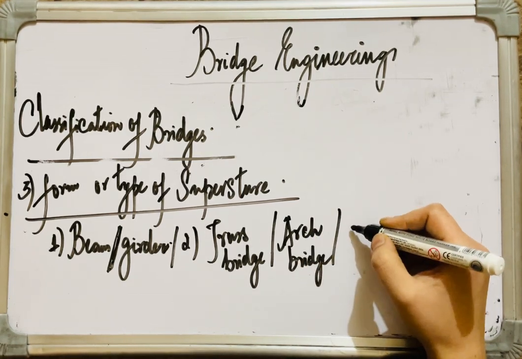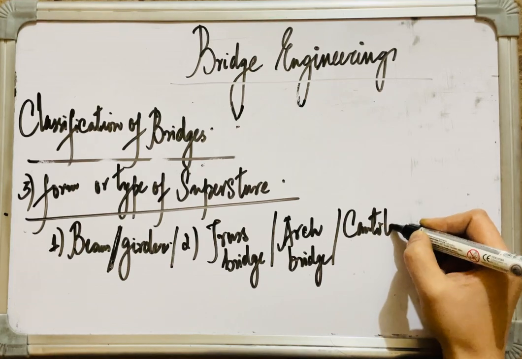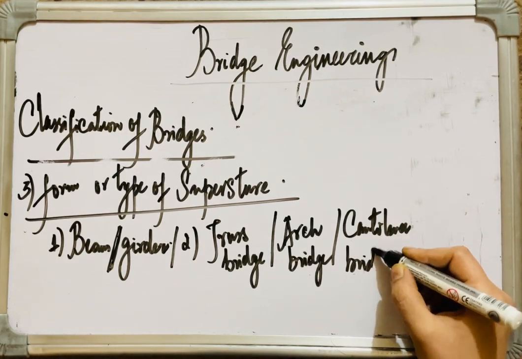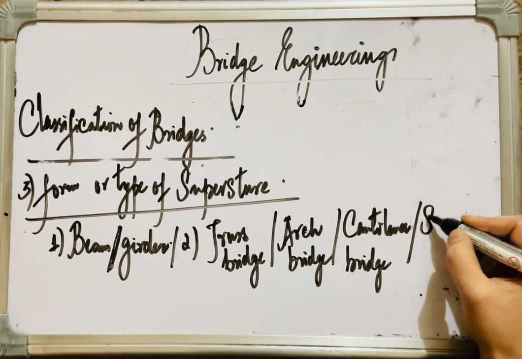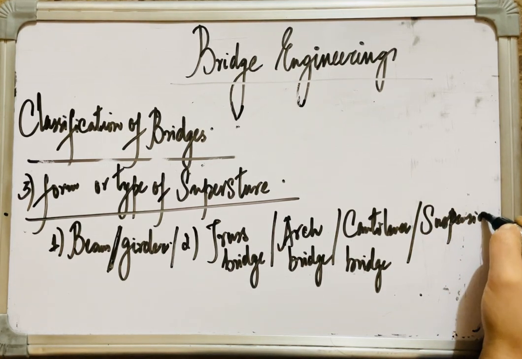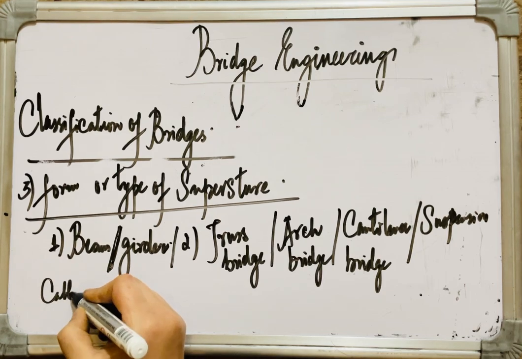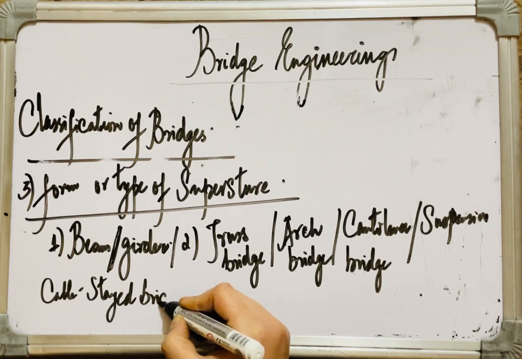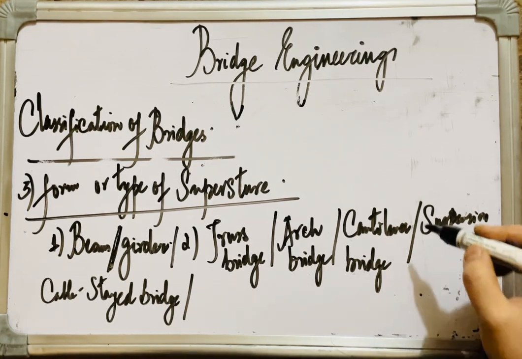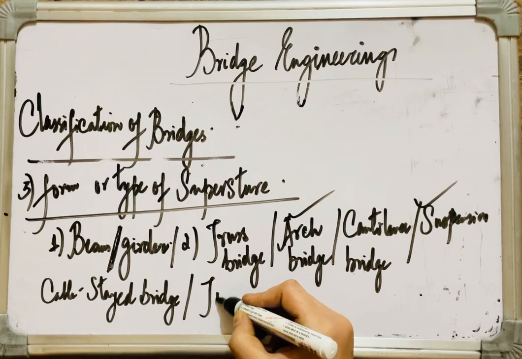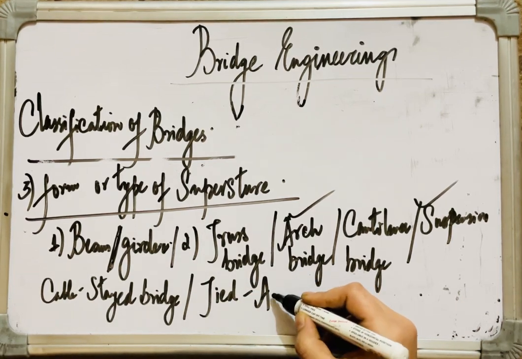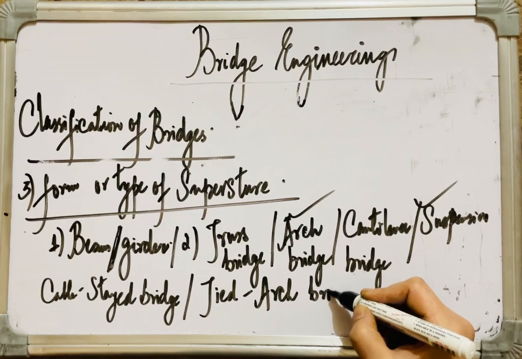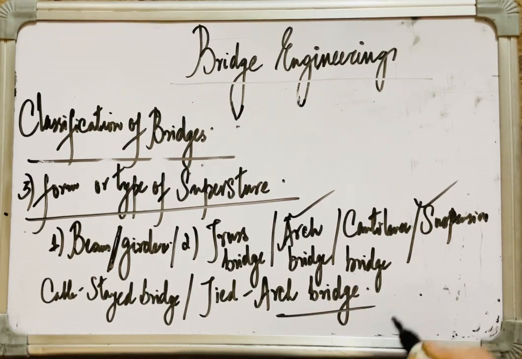We have cantilever bridge. Then we have suspension bridge. We have a cable stayed bridge. And we have a special bridge which combines the characteristics of suspension bridge and arch bridge, that is known as a tied arch bridge or a bowstring girder bridge. Alright, so this is about the classification of bridges based on the form or type of superstructure. We have discussed all of them.